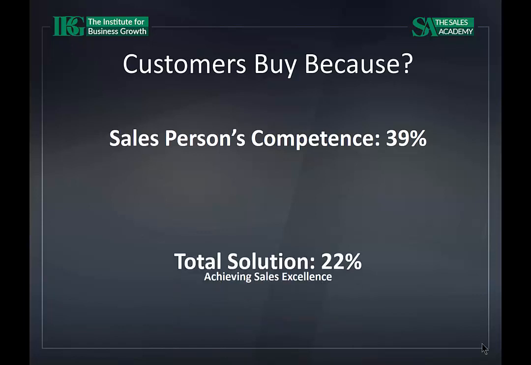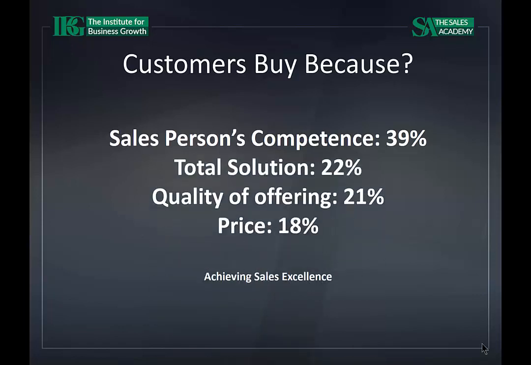That same study also suggests that the total solution accounts for 22%, the quality of the offering 21%, and the price is 18%. You'll always have people shopping on price. It will always be the case. But notice that it's about 18% of the population, and I've seen numbers range from 14 to 20%. The message here is that it is your skill as a salesperson that moves the prospect through the sales process and communicates value. That's what we want to achieve with this program.